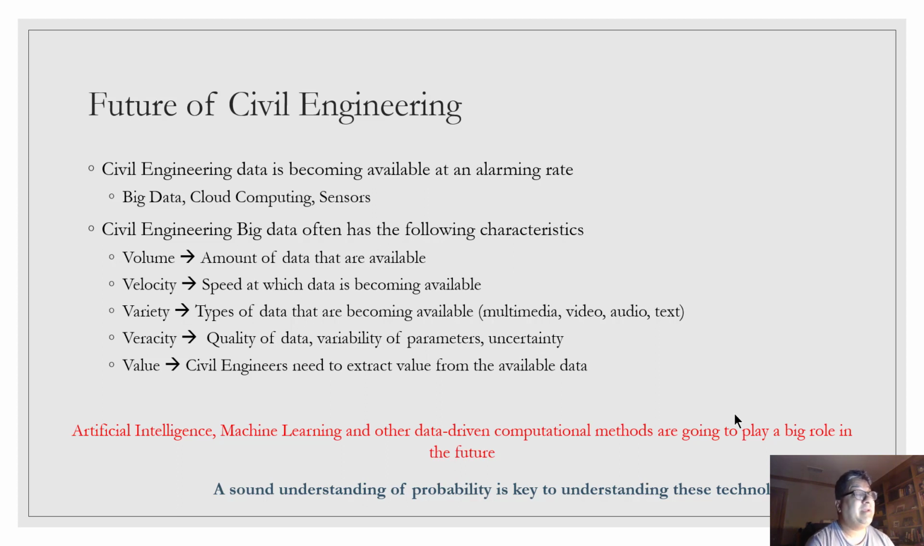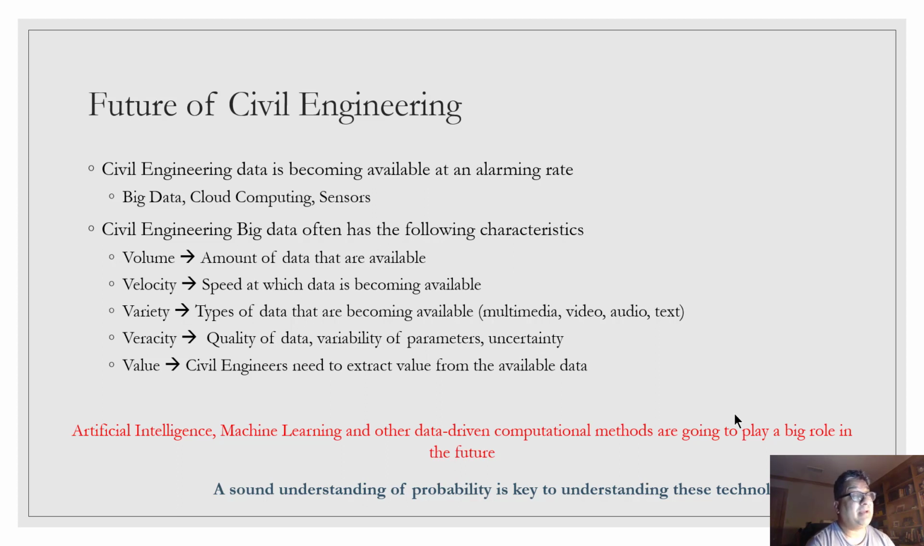So big data is an umbrella concept that looks at all these things, and civil engineering big data often has several characteristics. One is that there are large volumes of data available, hundreds of gigabytes to petabytes of data for various applications. The speed at which the data is coming in is also getting very quick, because we have automated sensors that can take data at milliseconds or even less, so at very, very high frequencies.